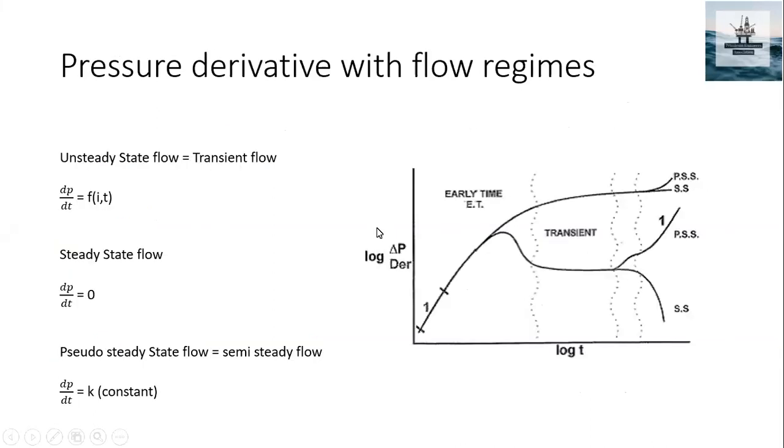Then comes pressure derivative with flow regimes. So why are we going to do the pressure derivative test? This will give you a number of parameters. We are not going to discuss many of them, but one of the most important parameters that can be identified by pressure derivative analysis, which will be done in well testing, is to recognize the kind of flow regimes. So we have three types of flow regimes. One is unsteady, steady, and pseudo steady state flow.